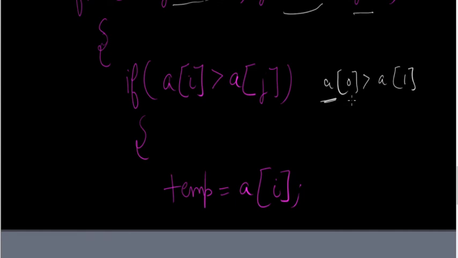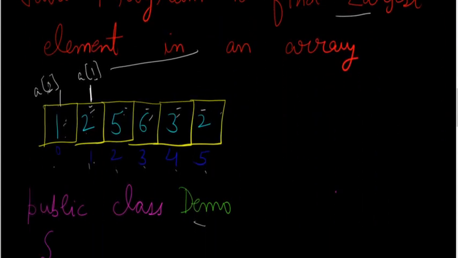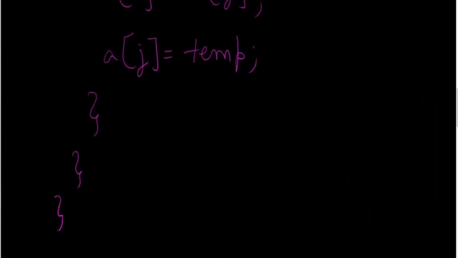But for example, let us take if ai is greater than aj. Then we will store the value of ai into the temp variable, so basically temp will have the ai value. Then after that, the aj value will be stored into ai, and the temp value, which has the ai value, will be stored into aj.